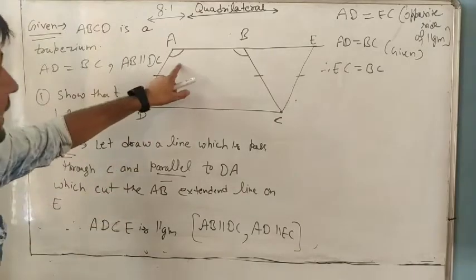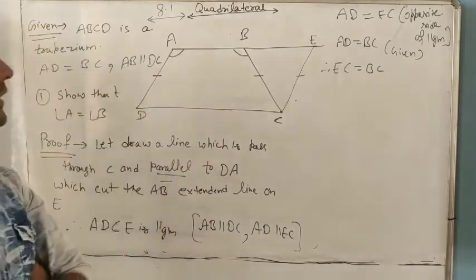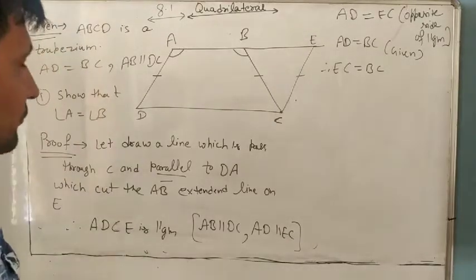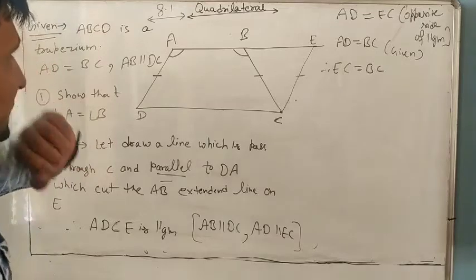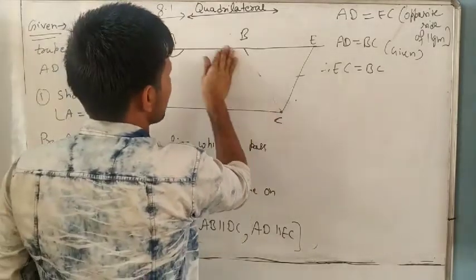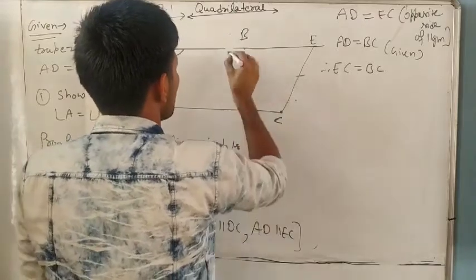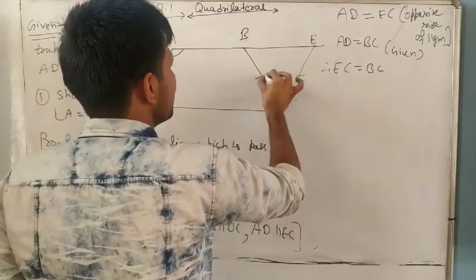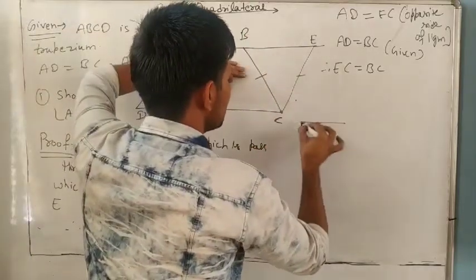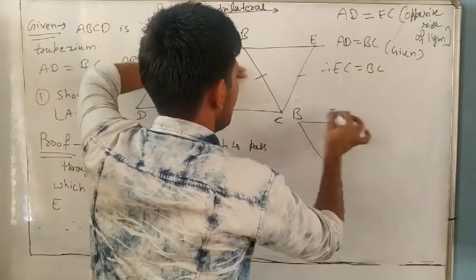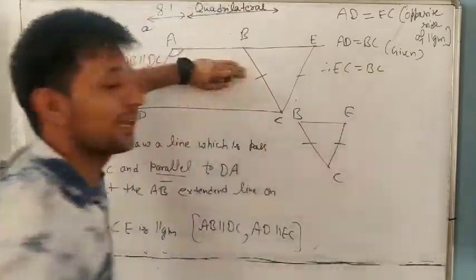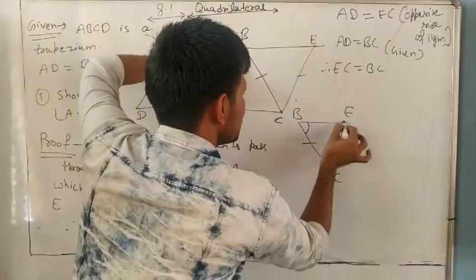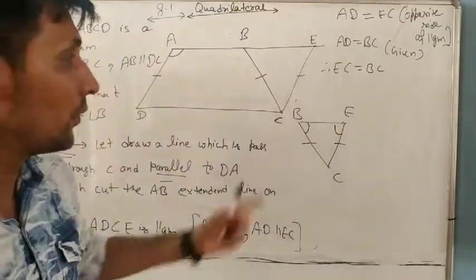But we want to prove that angle A equals angle B. So now what will we do? Suppose this line is not given. And we know in this triangle BEC, if two sides are equal in a single triangle, then the opposite angles are always equal. The opposite of this one and the opposite of this one, these angles are always equal. We already know this property.